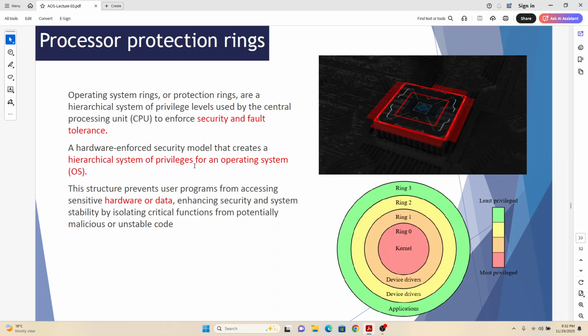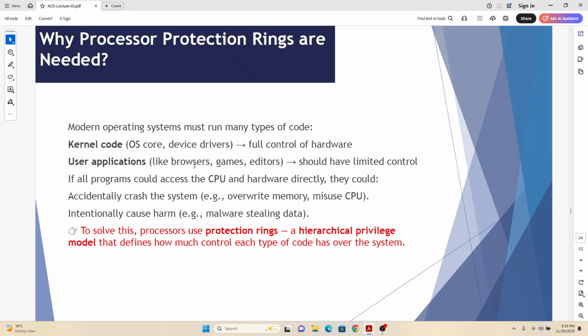Ring 0 is where the kernel lies, and rings 1 and 2 are in between the user and the kernel mode. So these are privileges, and in order to access each ring, we have to make a system call. Ring 3 is where the user lies, like when we use our computer, we are in ring 3 mode, and in order to access the kernel we have to make some system call. So it is a hierarchical system of privileges for an operating system.